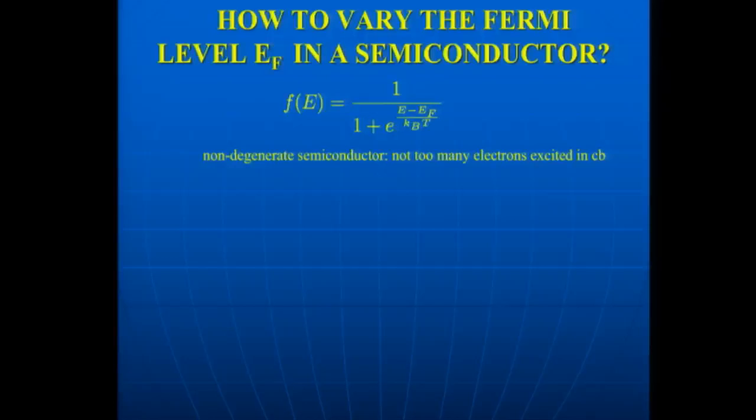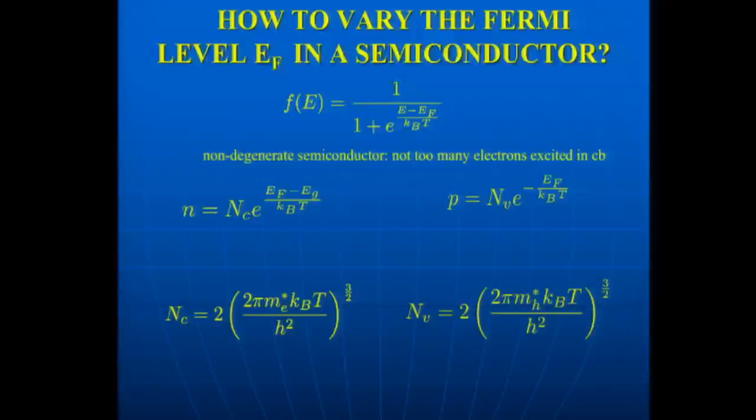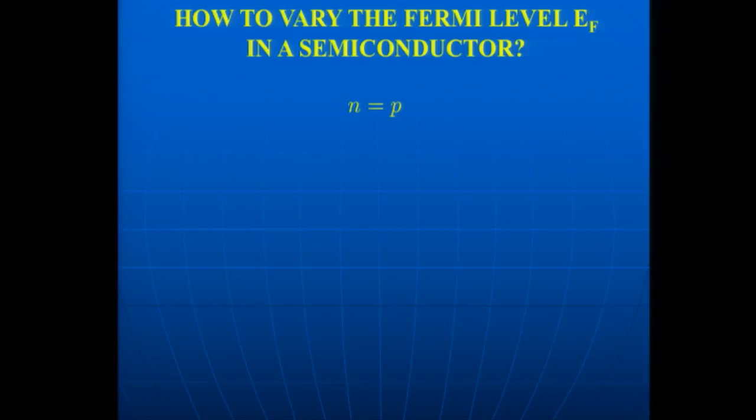So making that approximation and simplifying the Fermi-Dirac distribution function, I can get nice simple relationships for the density of electron carriers in the semiconductor, depending on the Fermi level and the temperature, as well as the hole carrier concentration. And there are prefactors that are also temperature dependent. Now, if you want to vary this Fermi level, one way to look at it is look at the case of an intrinsic semiconductor, where the hole and electron carriers are equivalent.